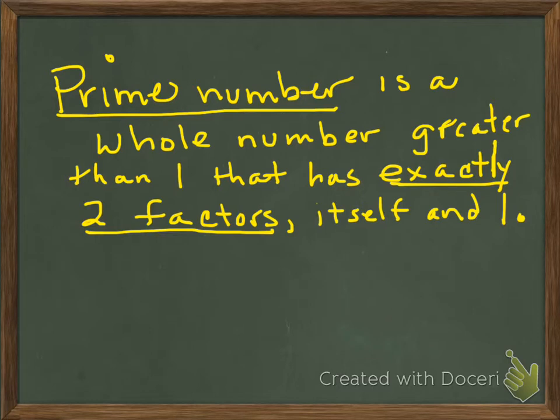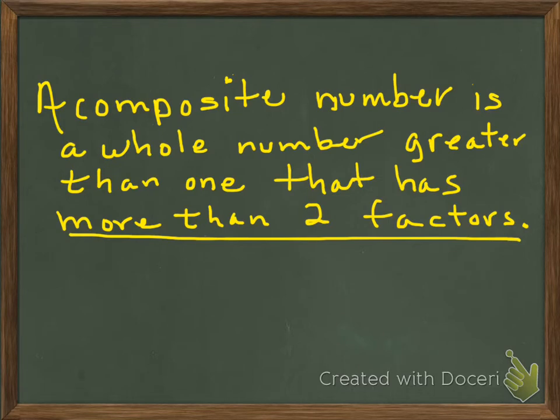A prime number is a whole number greater than 1 that has exactly two factors, itself and 1. So we know a lot about factors and we've learned a lot about multiples, so we want to make sure that we keep our definitions straight. Let's take a look at the definition for a composite number. A composite number is a whole number greater than 1 that has more than two factors.